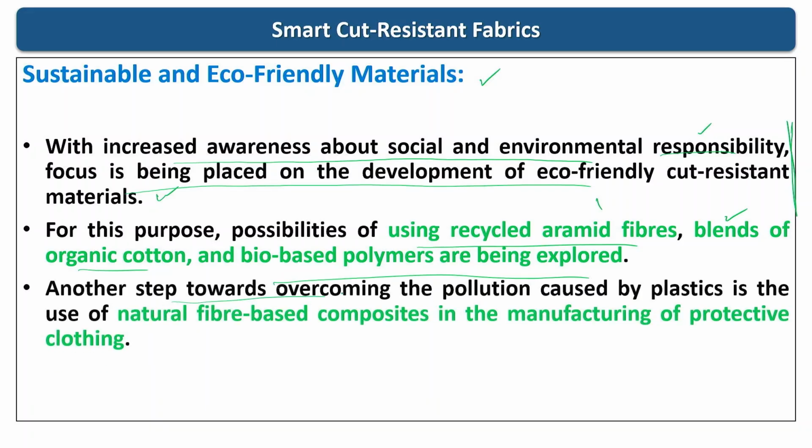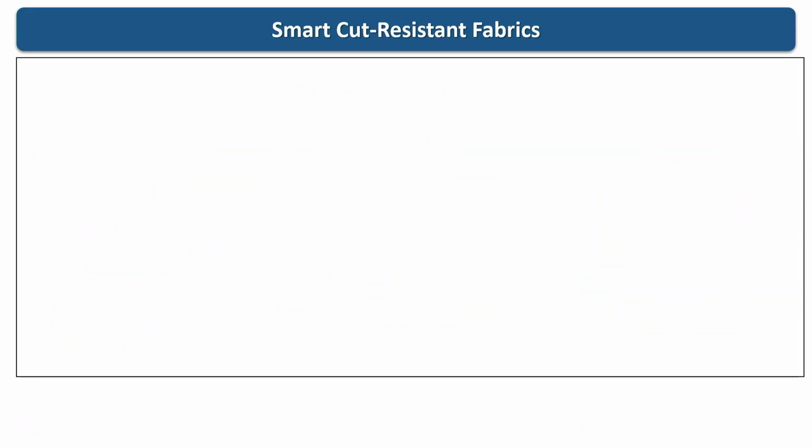Another step towards overcoming the pollution caused by plastic is to use a natural fiber based composite for manufacturing protective clothing. Again natural fiber based material, until it is urgently required, we normally do not use in the case of cut protective material.